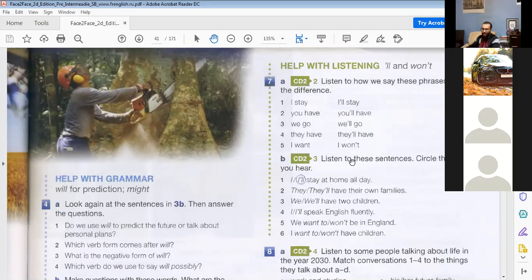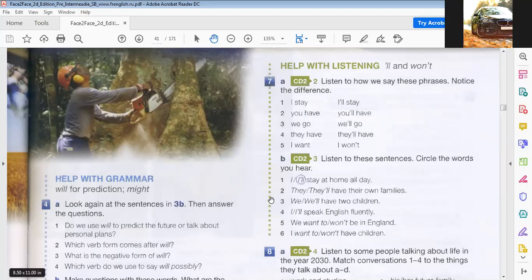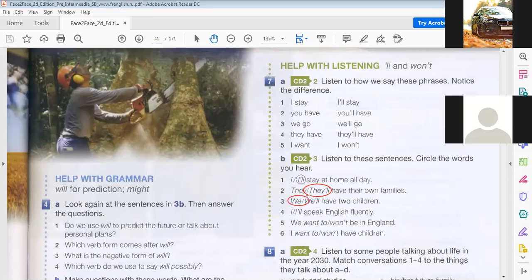Okay, let me see your guesses first. So what about number 1? Which one did they say? Which one did they use? They'll. Second. Okay, so most of you agree. Okay, good. There's agreement. All right. What about number 3? We have two children. We, the first one, or we'll? First one. We have. First one, okay.